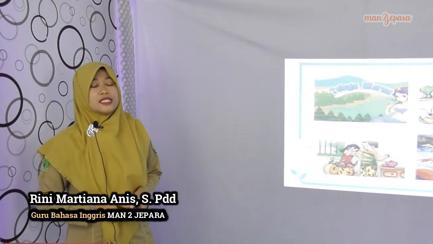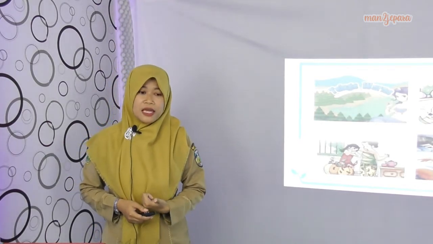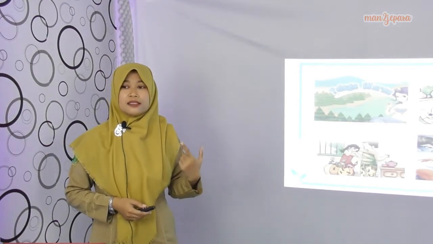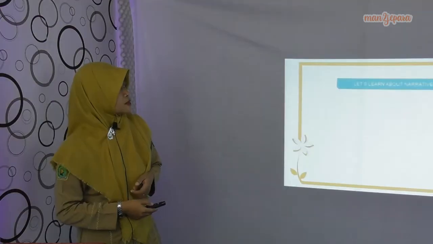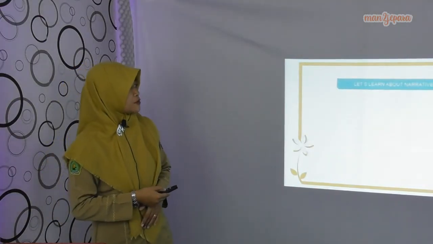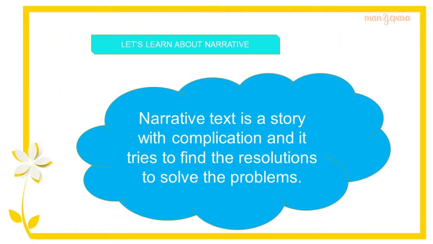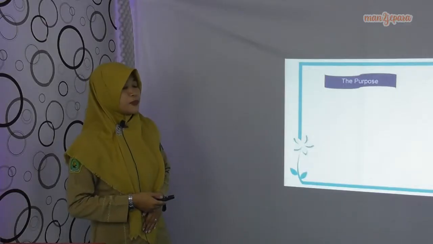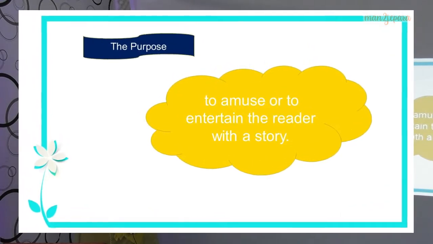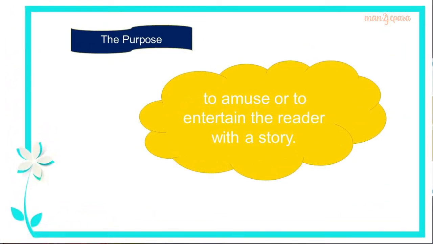Now we will study the purpose, the social functions, and the generic structure of the text. Narrative text is a story with complications and it tries to find the resolutions to solve the problems. The purpose of narrative text is to amuse or to entertain the reader with a story. Artinya, tujuan dari teks naratif yaitu untuk menghibur pembaca dengan sebuah cerita.